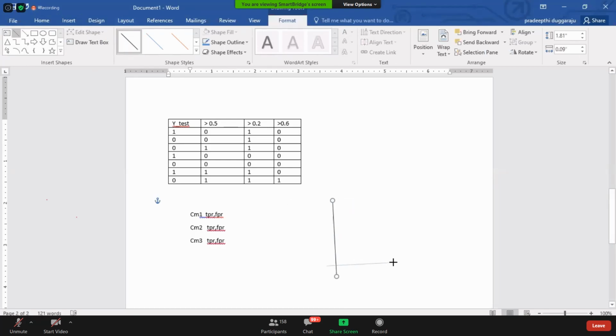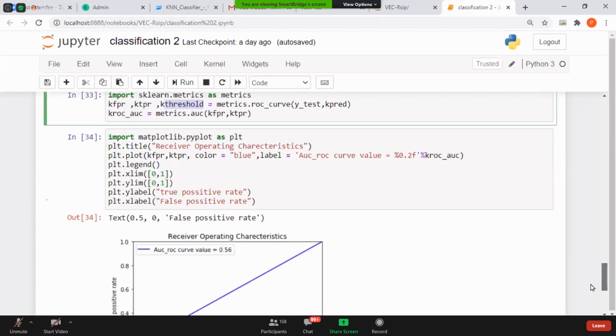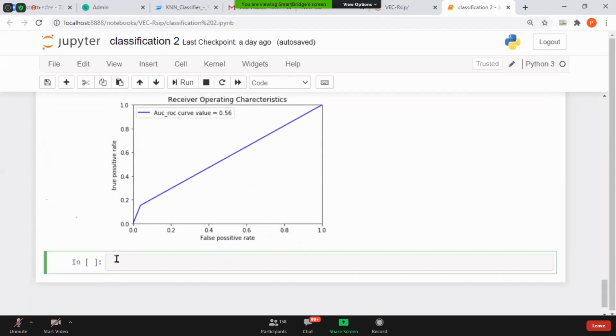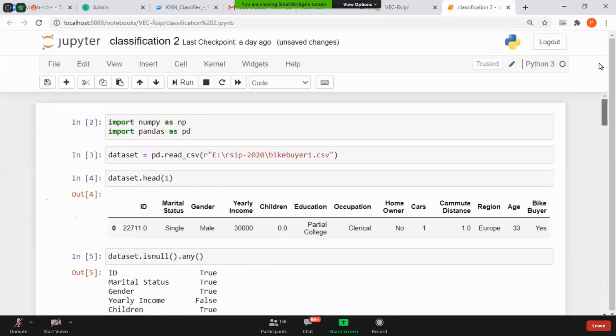So for one TPR and FPR, you will get a point somewhere here. Let's suppose for another TPR and FPR, you will get another point like this. For another TPR and FPR, you'll get another point like this. Now if you join these points, then you get an AUC ROC curve. So that's how we got our curve like this. If you want to check the TPR, you'll have three values. Sorry, it's not defined because I didn't execute that.